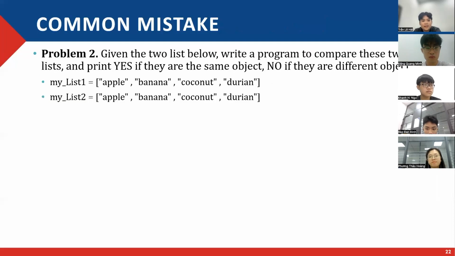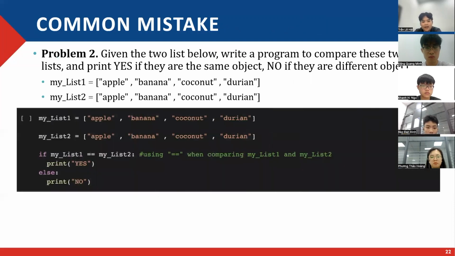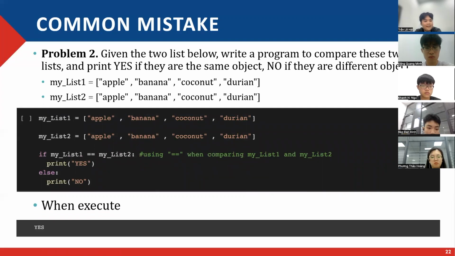Okay. Next, moving to problem 2. Can you guys see that? And this is my code. I do not think that -1 and -2 are the same object, but the result is yes. So what's wrong with that?